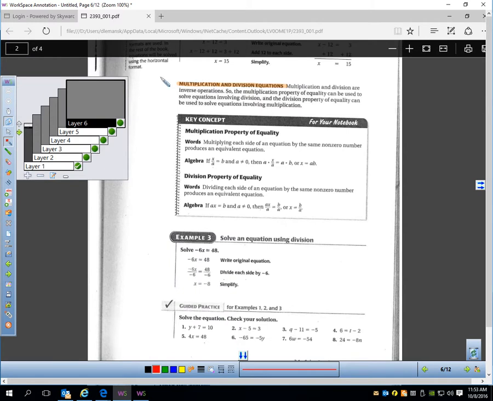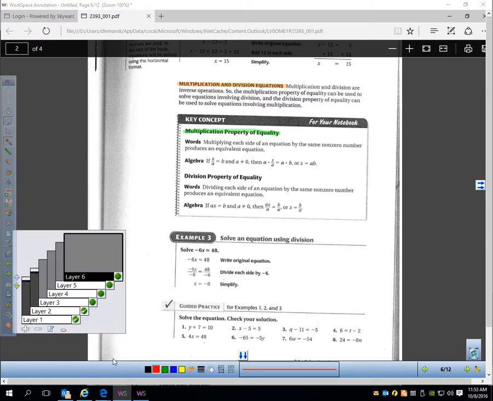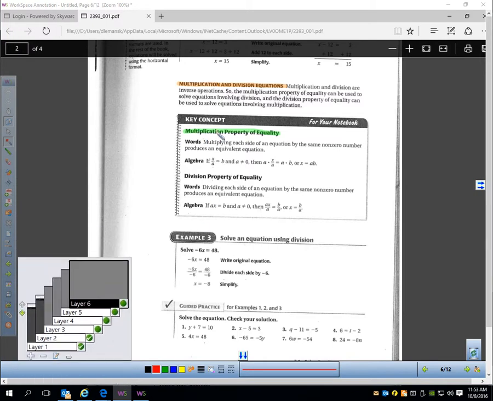What happens if the problem isn't addition or subtraction? Let's say it's multiplication or division. Now, multiplication and division are inverse operations. So, again, we have two similar properties. The first one is called the multiplication property of equality, and it simply says that if you multiply each side of an equation by the same amount, you will produce an equivalent equation.